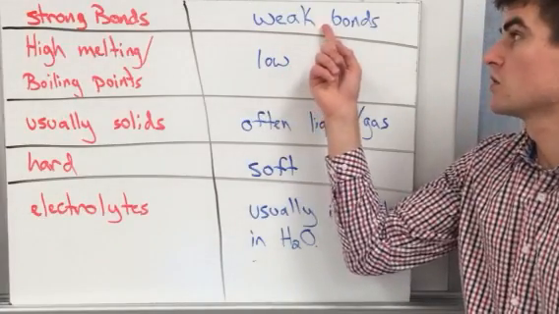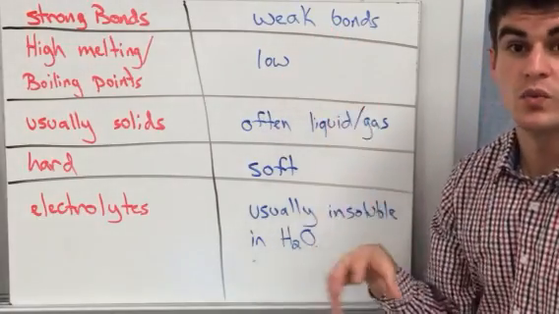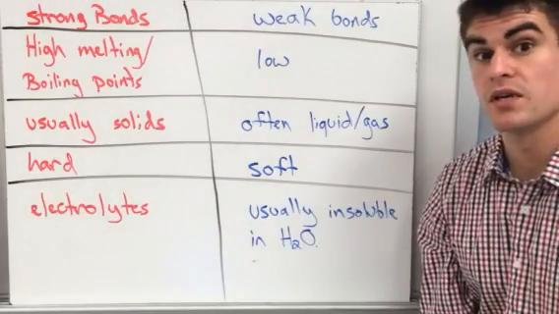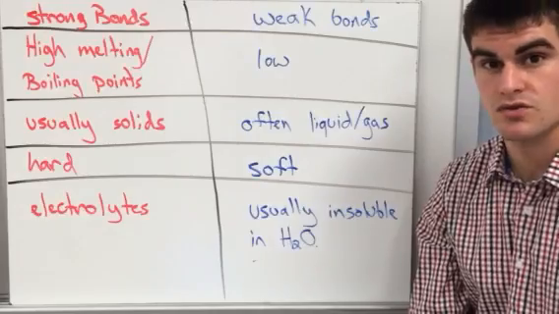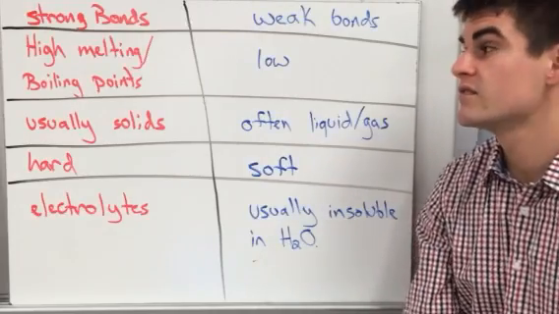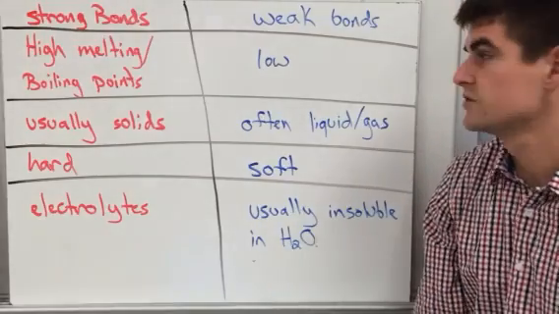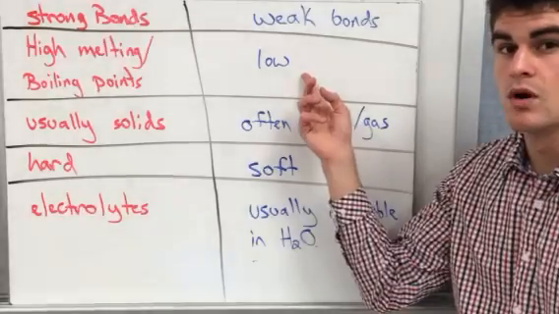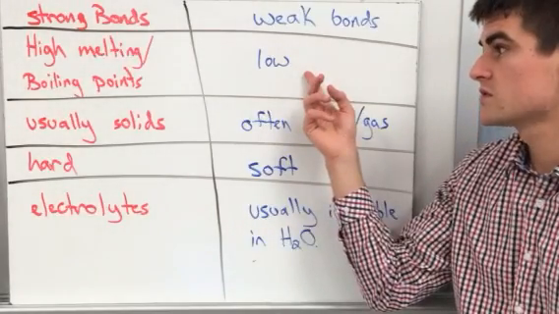Whereas covalent bonds, weaker. A single covalent bond is very weak. A double covalent would be a little stronger. Triple covalent would be our strongest covalent, but even then, still relatively weak, which causes these things to have low melting and boiling points.